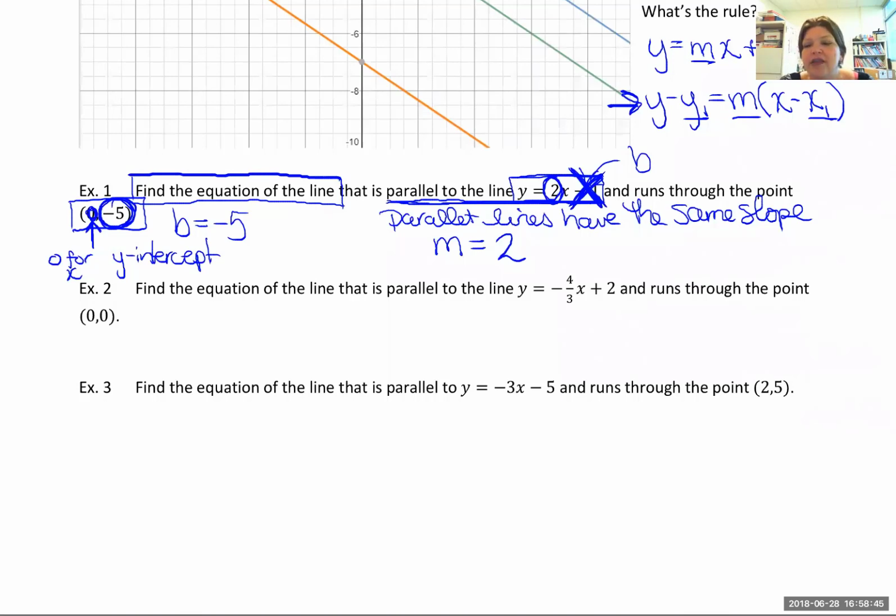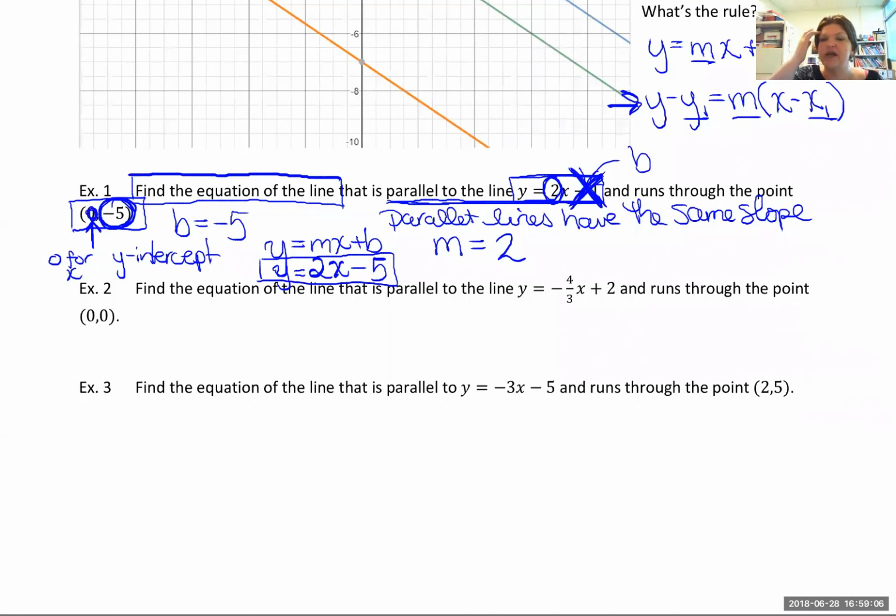Hallelujah. Right there, that means I know my m, I know my b. I can plug into the y equals mx plus b formula. And that's what I'll do. I'll plug in my m. My m was 2. I'll plug in my b. My b is -5, so I'll write -5. And what's the equation of that line? Super simple. I could see everything.